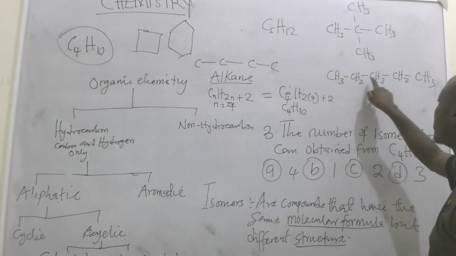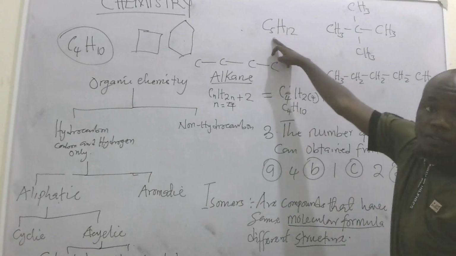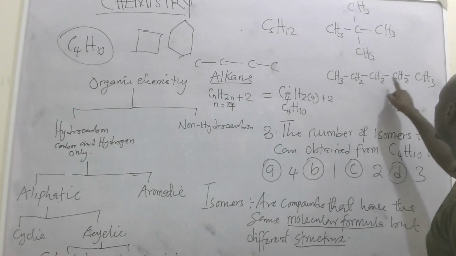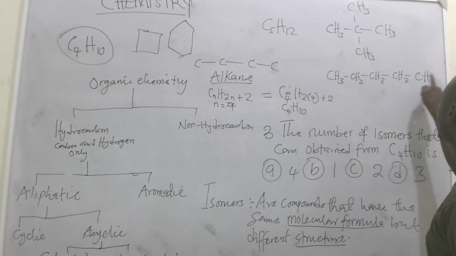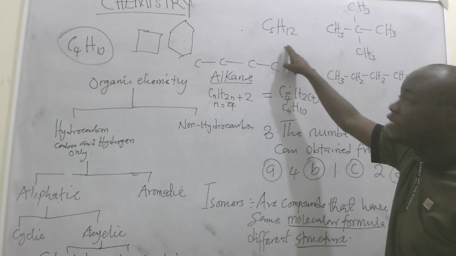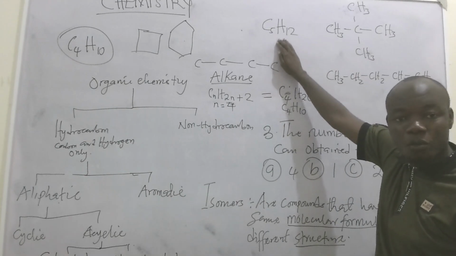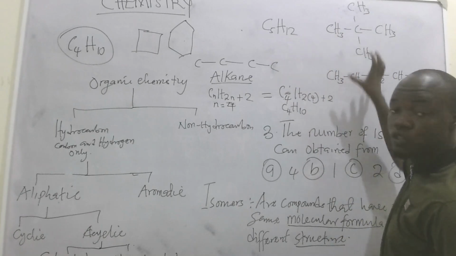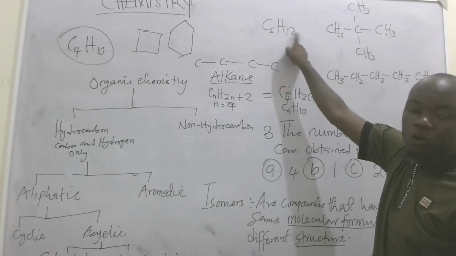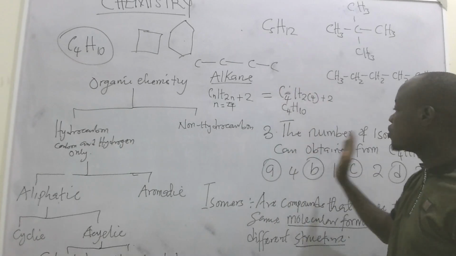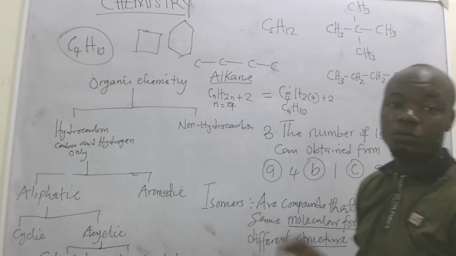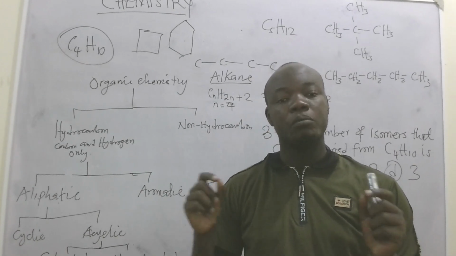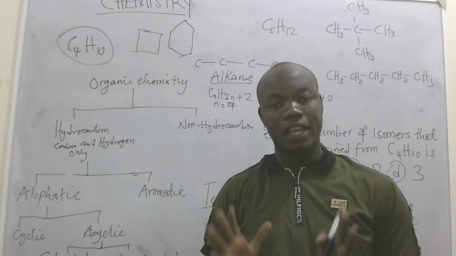Let's look at this one too. We have 1, 2, 3, 4, 5, so we have 5 carbon. And then we have 3 plus 2, making 5, 7, 9, 12. You can see that the number of carbon and the number of hydrogen are the same in these two structures, so their molecular formula is the same. This is what we call isomerism. Isomerism is when you have compounds having the same molecular formula but different structural formula.